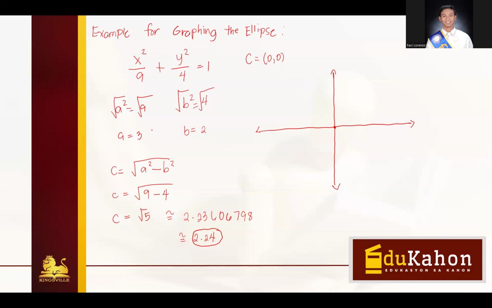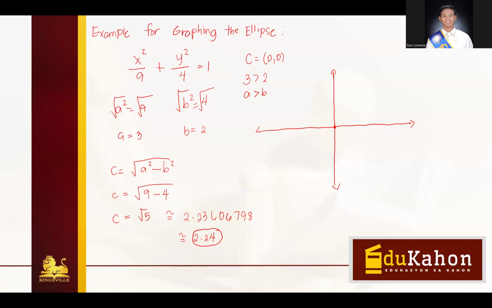Now the value of a here is greater than b. Notice that 3 is greater than 2, where a is greater than b. And a is under the denominator of your x squared. So meaning, this is a horizontally oriented ellipse. So let's try to count the number 3 from your origin, 3 from the right side and 3 from the left side.